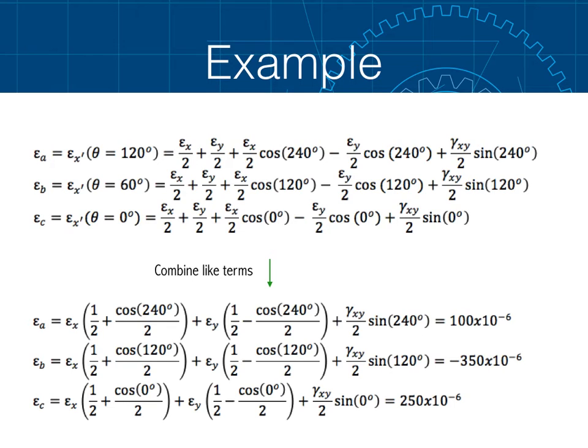And gamma xy is now multiplied by sine 240 over 2. Those are the values for strain gauge A. Likewise, a similar process can be implemented to derive the equation seen for strain gauge B, just with different degrees of 120. Similarly, strain gauge C is separated and combined with its like terms to derive the equation seen below.